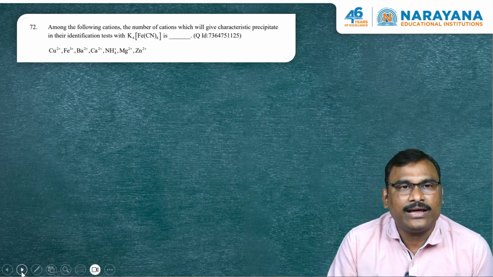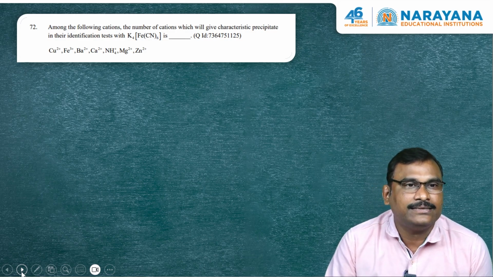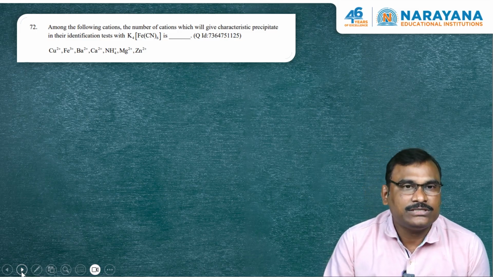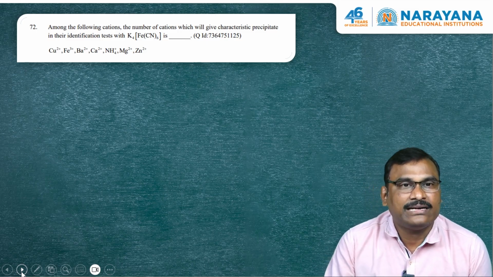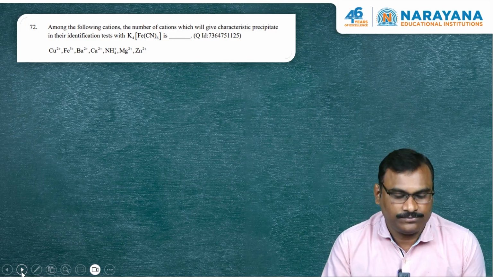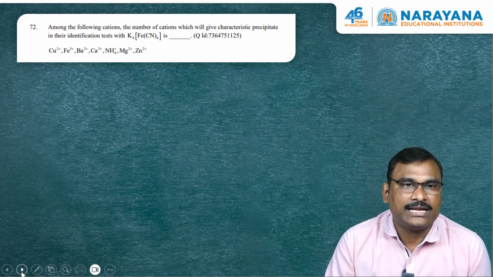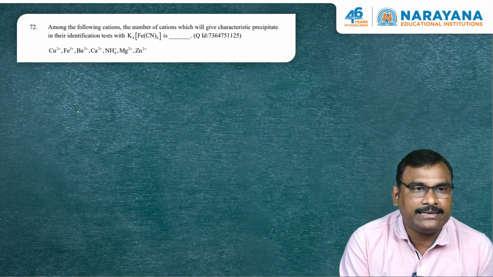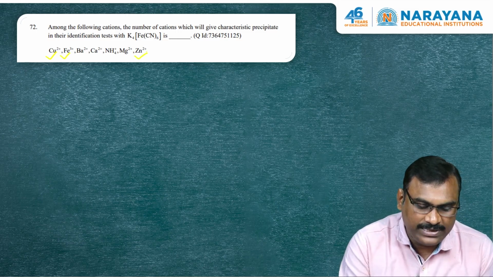Among the following cations, the number of cations which will give a characteristic precipitate in their identification test with potassium ferrocyanide. This question was given from inorganic qualitative analysis, from the different cation identifications. Potassium ferrocyanide gives precipitates majorly with, according to the NCERT lab manual, Cu2+ as well as Fe3+ and again Zn2+.